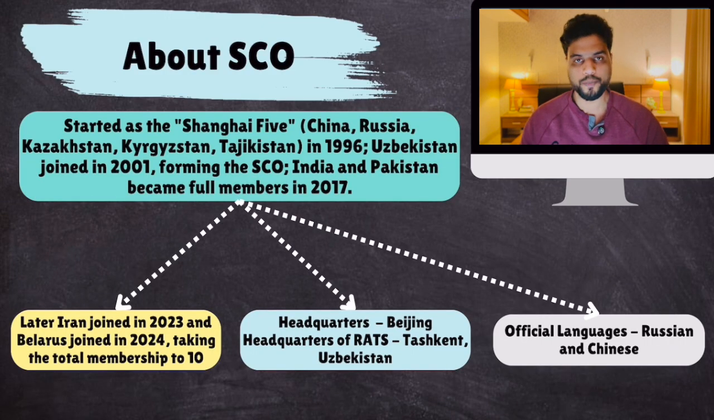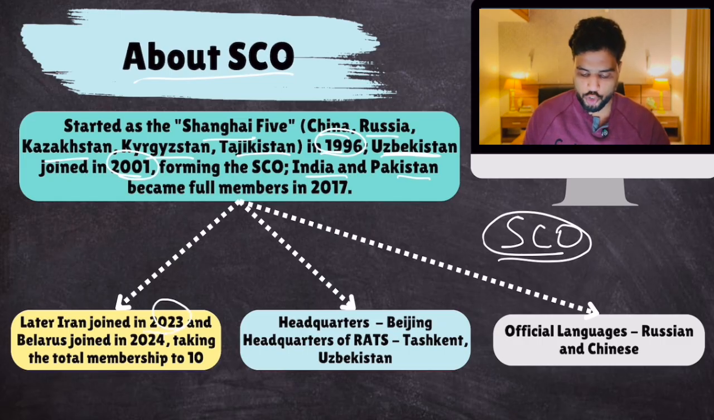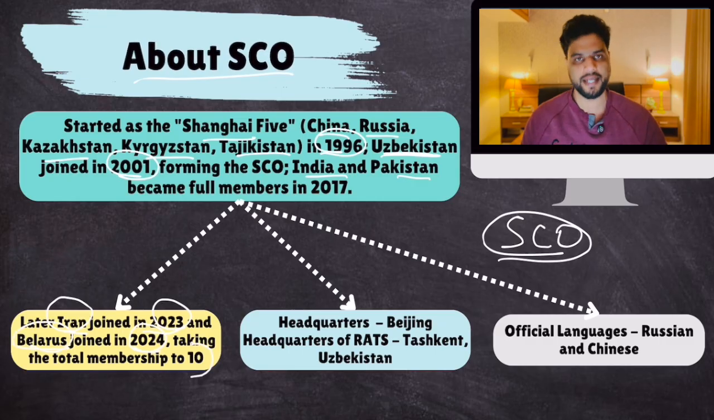So, about SCO. It started as Shanghai 5. Who were the 5 countries? China, Russia, Kazakhstan, Kyrgyzstan and Tajikistan in 1996. Then in 2001, we added Uzbekistan to it and it became Shanghai Cooperation Organization. Then in 2017, India and Pakistan were added together to balance each other, okay? Then in 2023, Iran joined, and in 2024, Belarus joined, and today the total membership lies at 10.